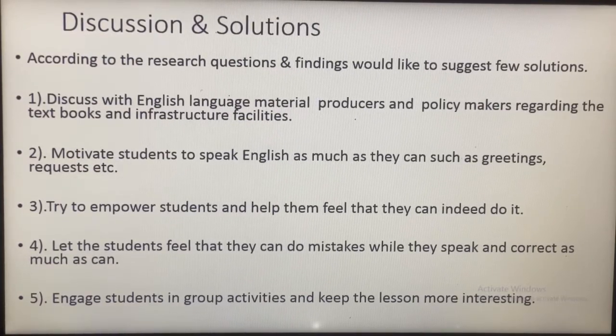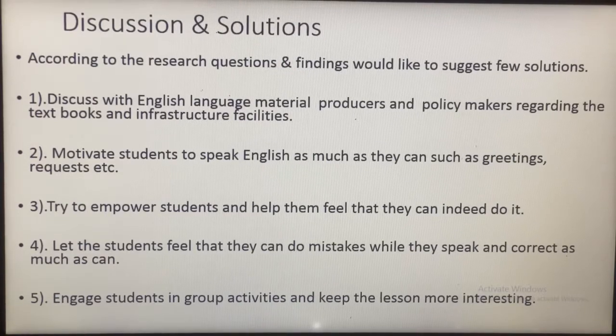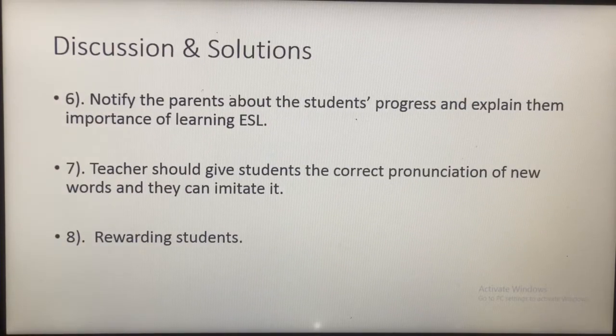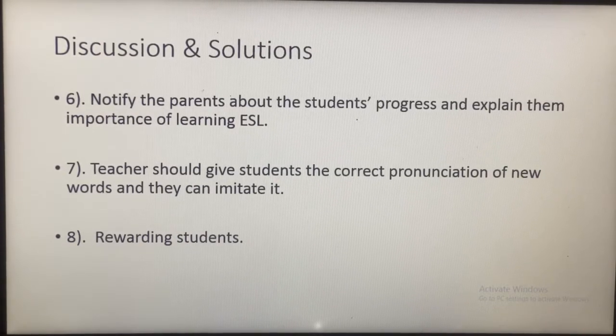Try to empower students and help them feel that they can indeed do it. Let the students feel that they can make mistakes while they speak, and correct them as much as you can. Engage students in group activities and keep the lesson more interesting. Also, notify the parents about the students' progress and explain the importance of learning the English language. Teachers should give students the correct pronunciation of new words so they can imitate it. Also, rewarding students.